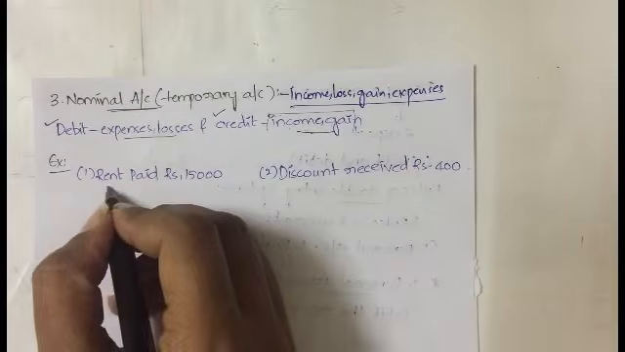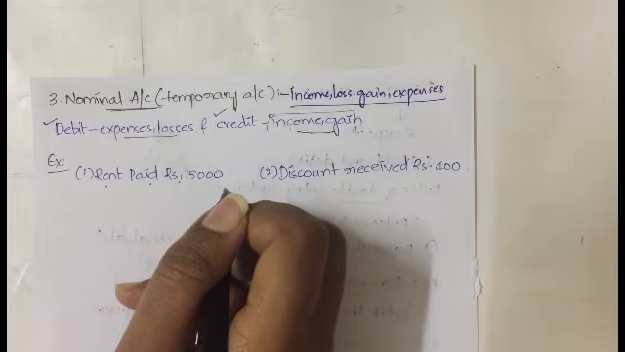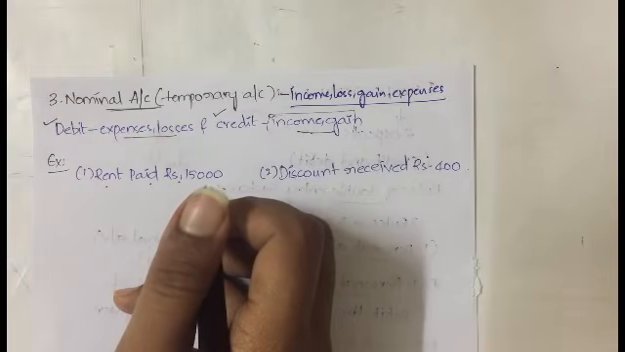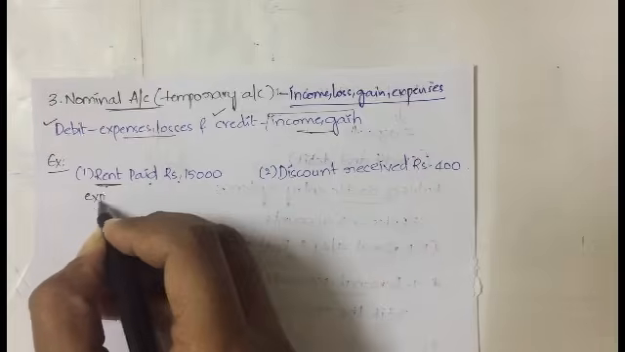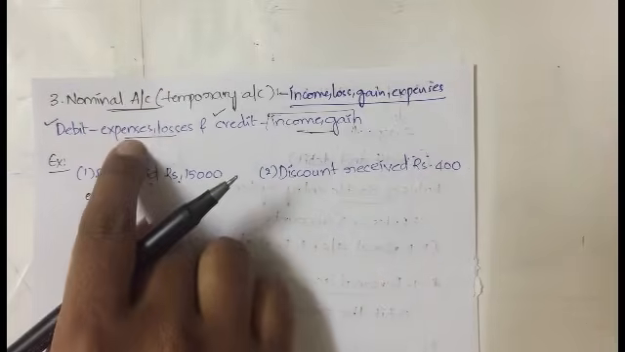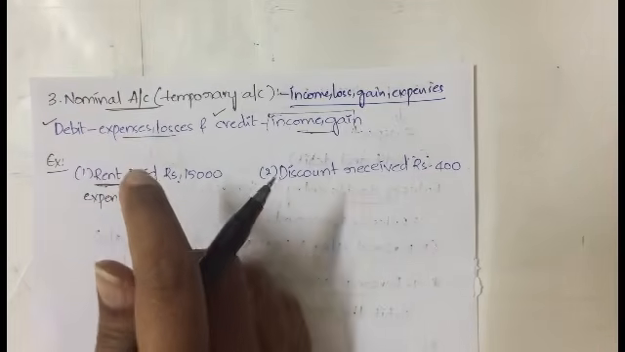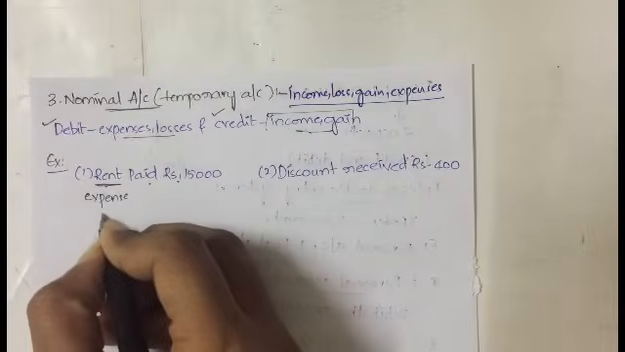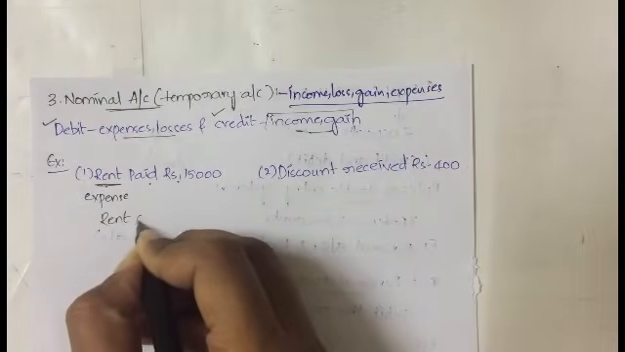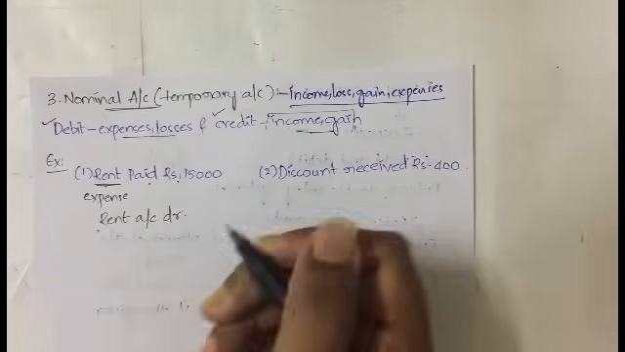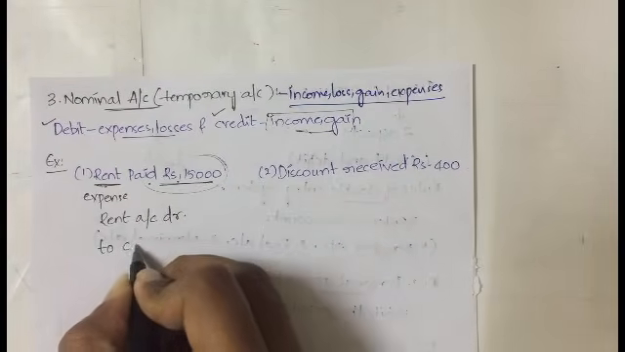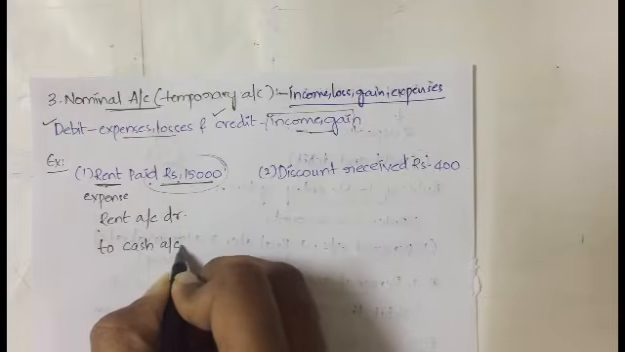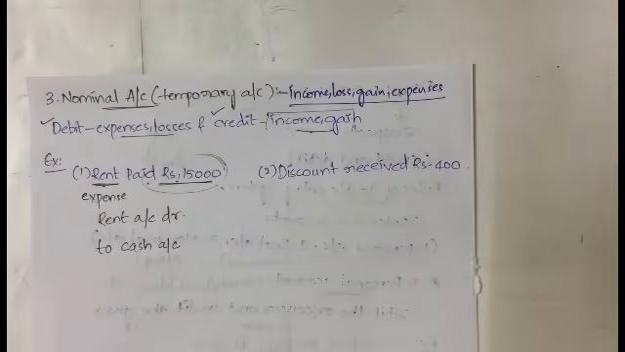Now, rent paid rupees 15,000. So here rent is an expense, right? Rent is an expense, so expense has to be debited. So what has to be debited now? Rent account has to be debited. Rent account debtor to, and 15,000 is cash, right? To cash account.